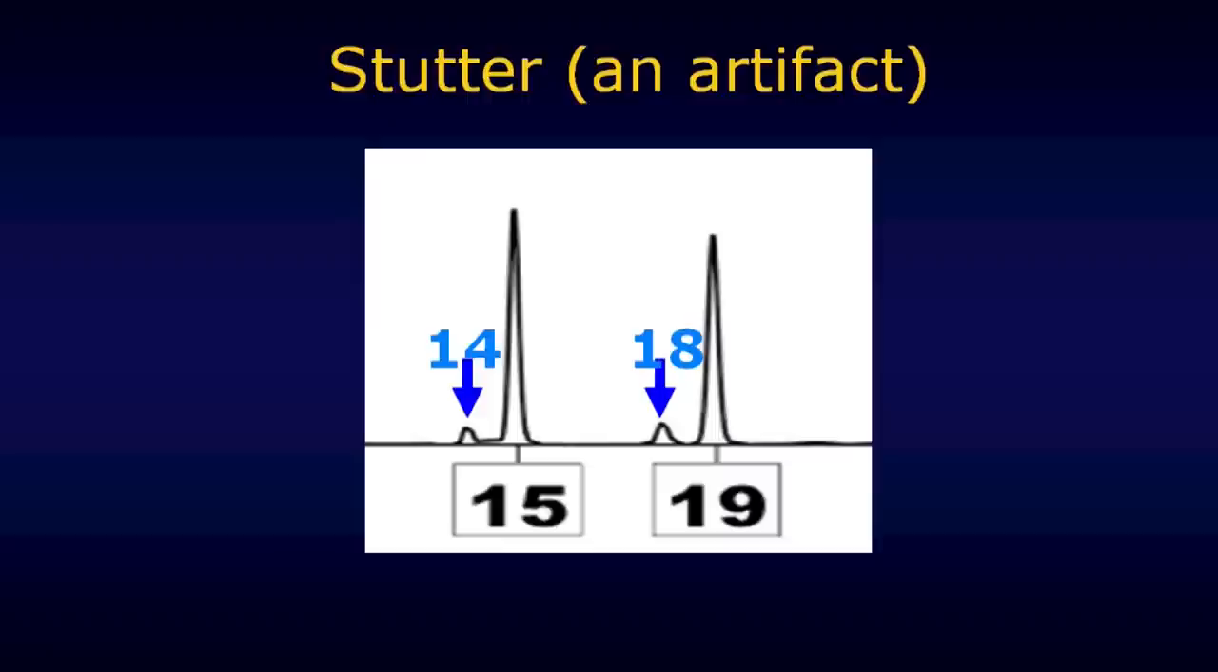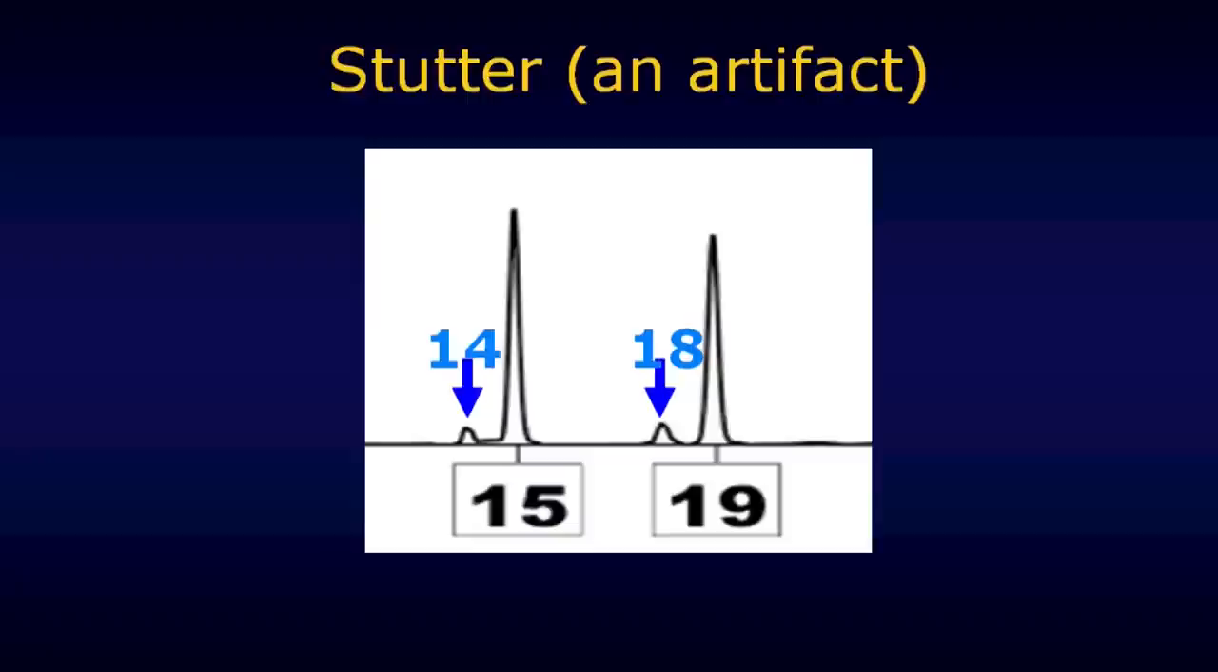And if you're curious as to why the computer software did not label the 14 and the 18 peaks, it's because the software that was used to attach the label to the 15 and the 19 peak is also invoking something that's known as a stutter filter. For any peak that's in the position immediately before a peak, if it is less than some cutoff, typically 12%, sometimes 8%, sometimes 15%, but in that range, of the height of that following peak, it's simply not labeled and it's written off as an artifact known as stutter.